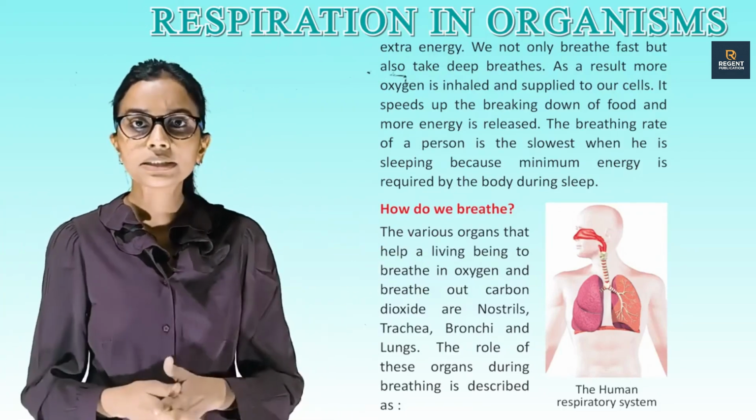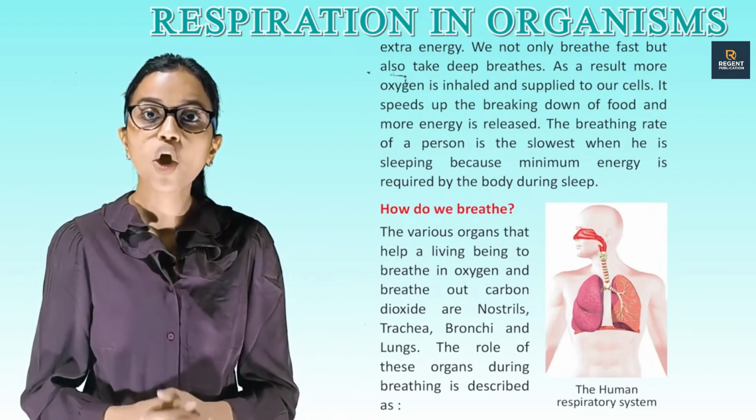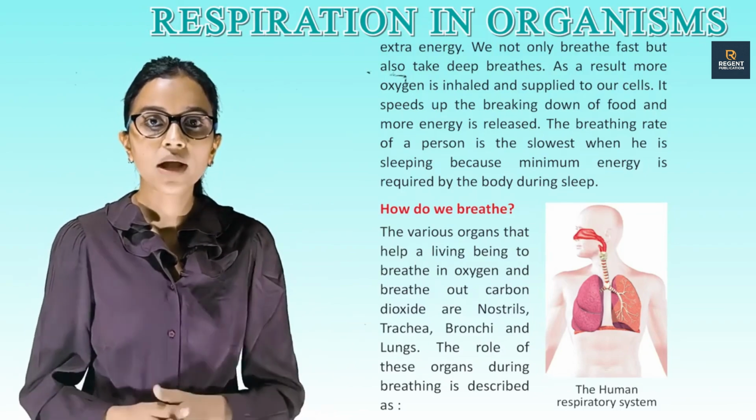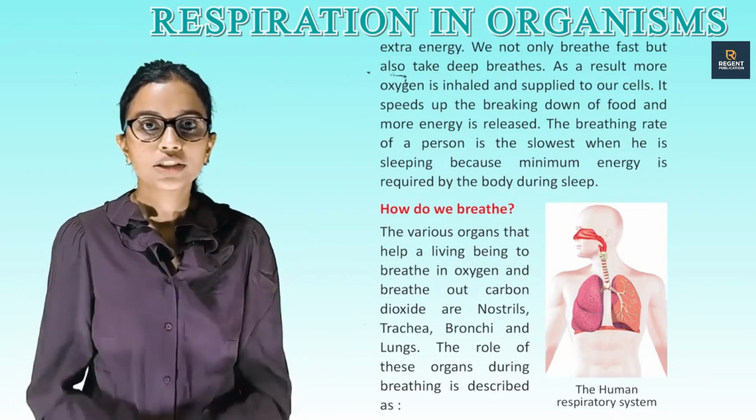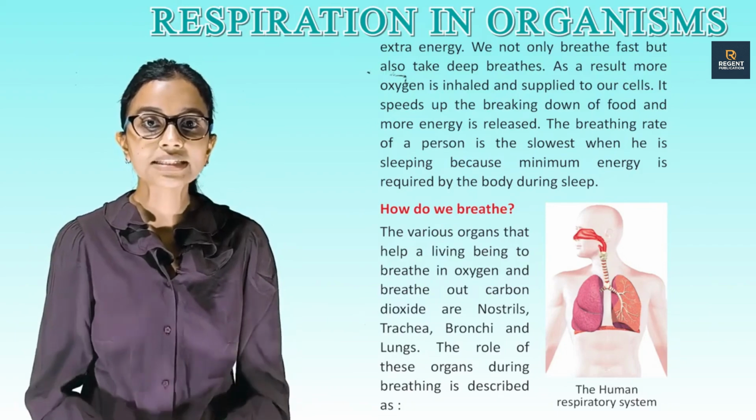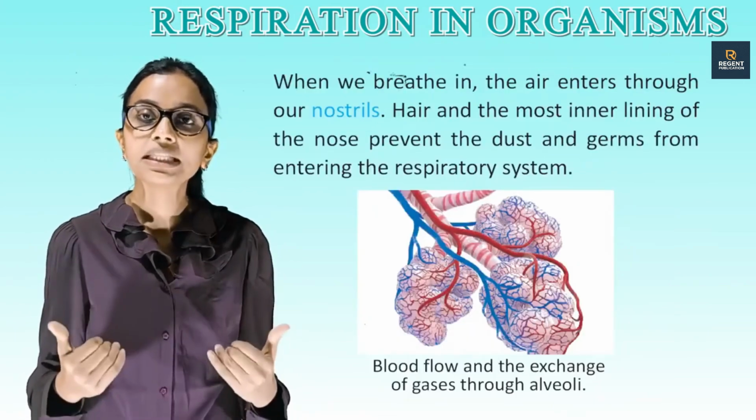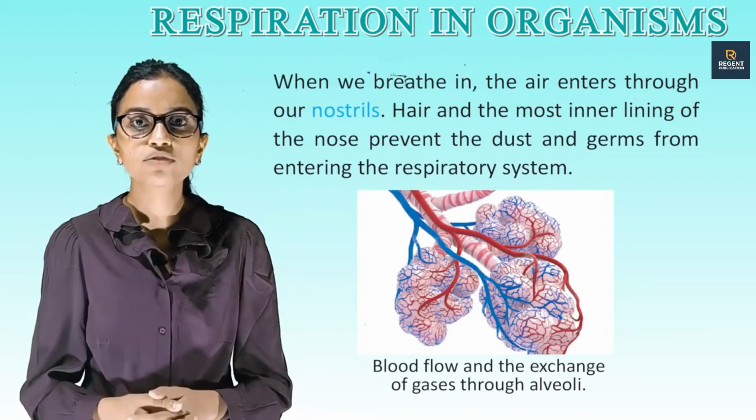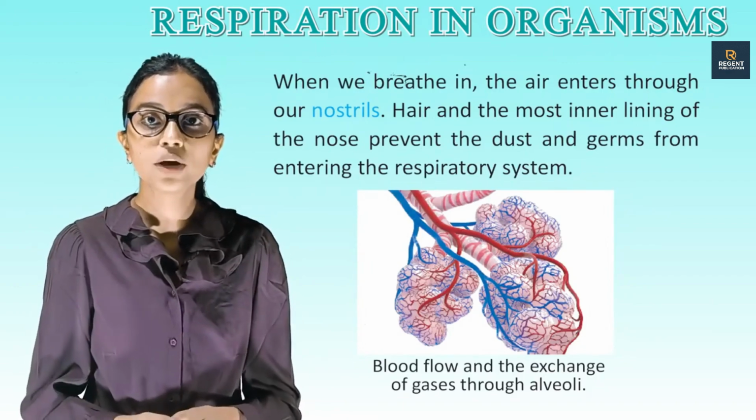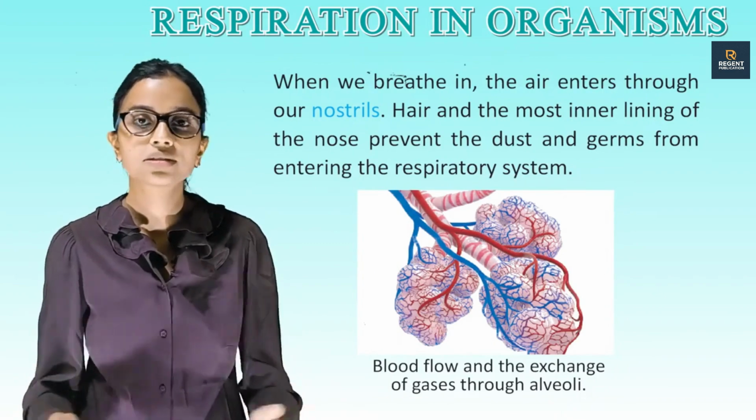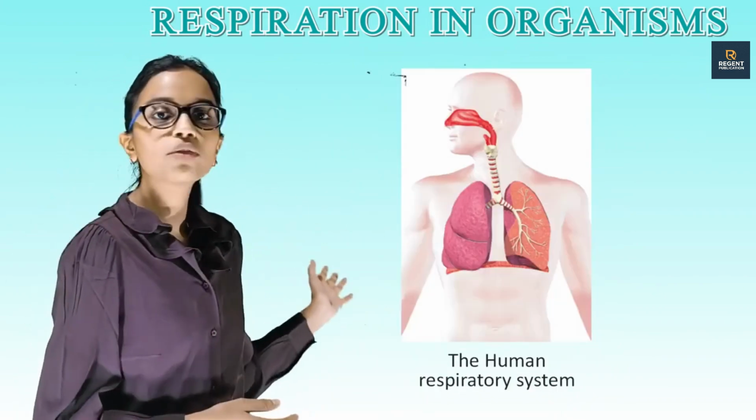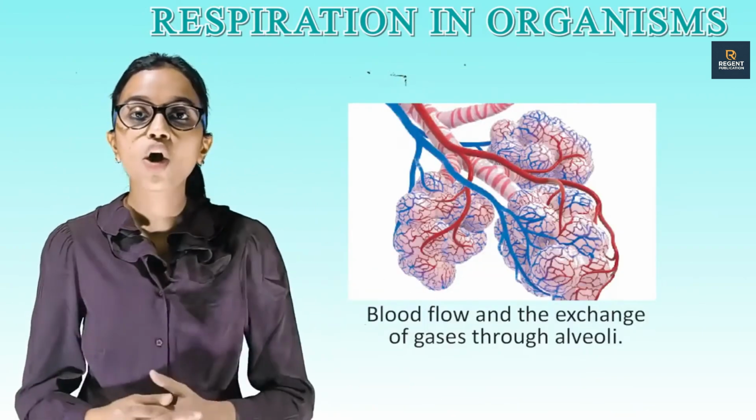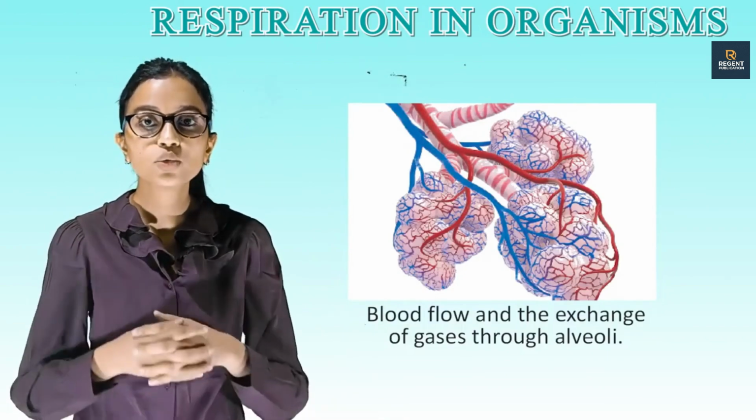How do we breathe? The various organs that help a living being to breathe in oxygen and breathe out carbon dioxide are nostrils, trachea, bronchi, and lungs. The role of these organs during breathing is as follows. When we breathe in, the air enters through our nostrils. Here the hair and the inner linings of the nose prevent the dust and germs from entering the respiratory system. So children, this is a diagram of the human respiratory system, and this is the diagram of blood flow and the exchange of gases through alveoli.